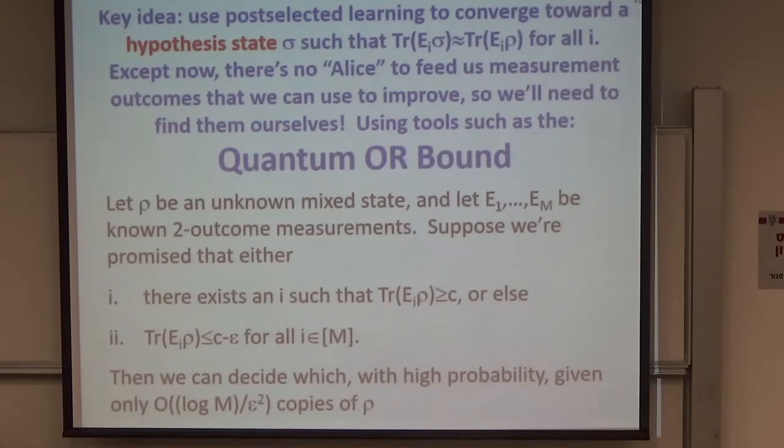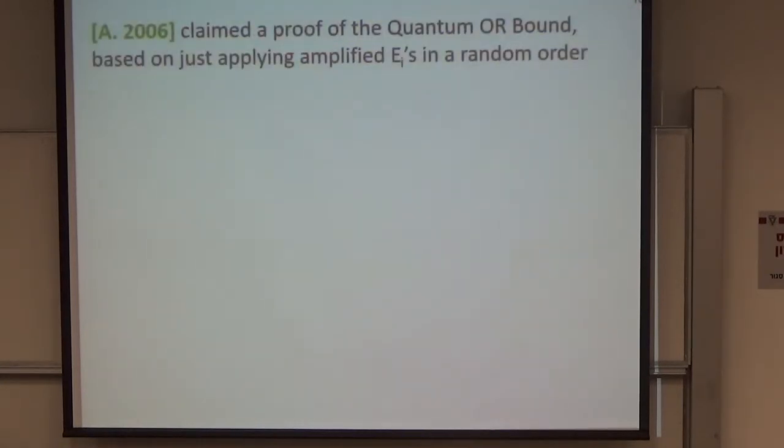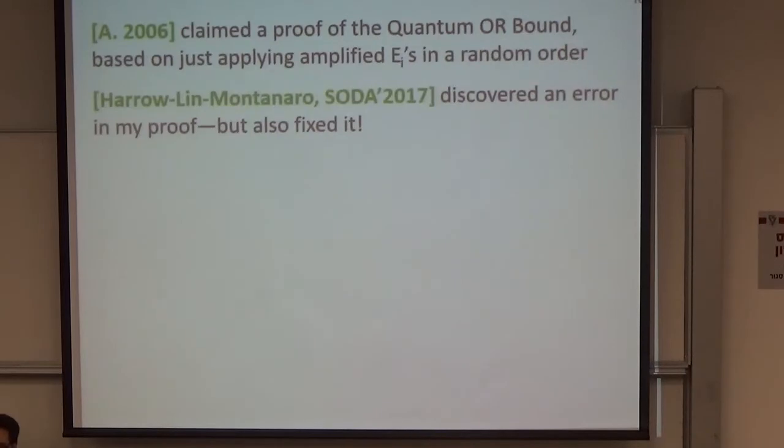So I claimed to show this in 2006. In 2016, Aram Harrow, Cedric Lin, and Ashley Montanaro discovered an error in my proof. But fortunately, this is the best kind of error discovery. They also fixed it. They gave a correct protocol that achieved the same bound that I claimed. It remains open whether my original protocol also worked. What we know is that the proof that my original protocol worked was wrong.